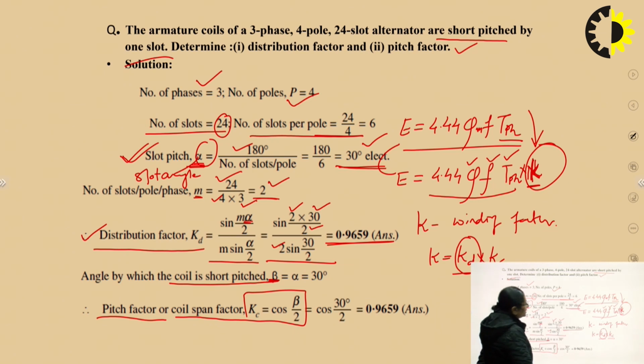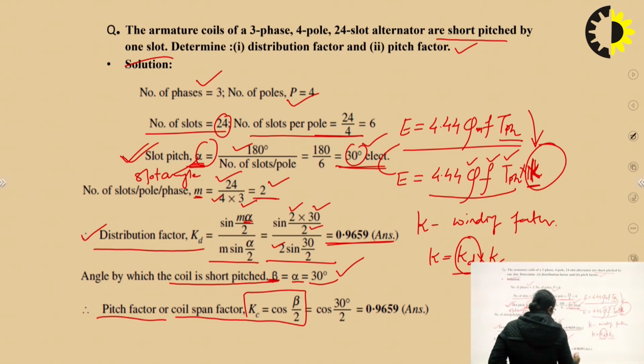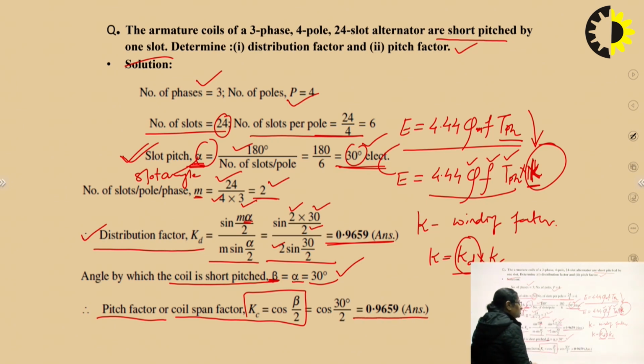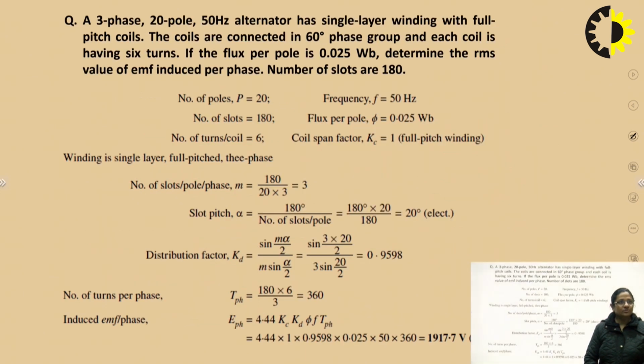In this particular question, it is given that coils are short pitched by one slot angle. The one slot angle was 30 degree. So in this particular case only, beta is equal to alpha, which is equal to 30 degree. Substituting the values, you'll get cos 30 degree by 2, that is 0.9659 approximately. So this is the pitch factor or the coil span factor for the winding given in the question. Right? Now let us move to the second question here.